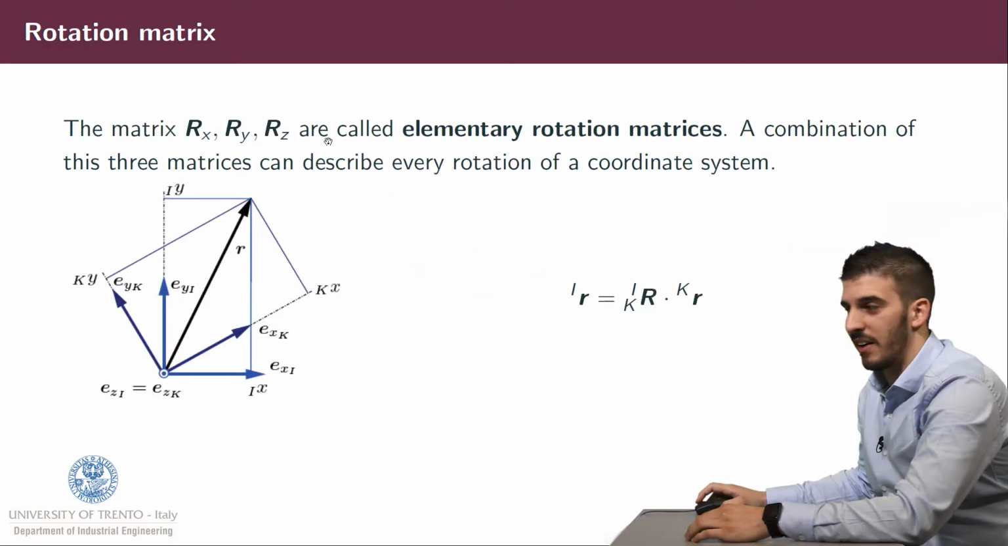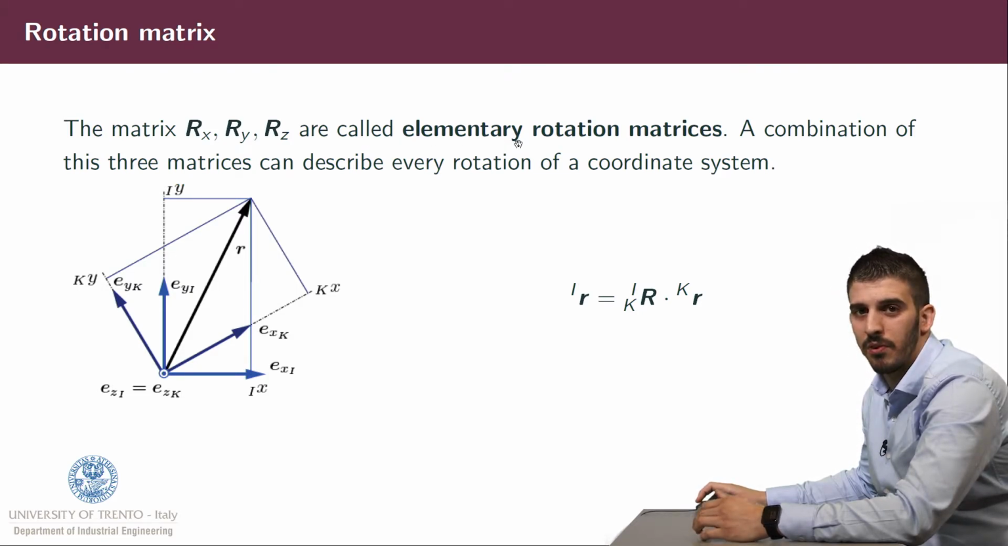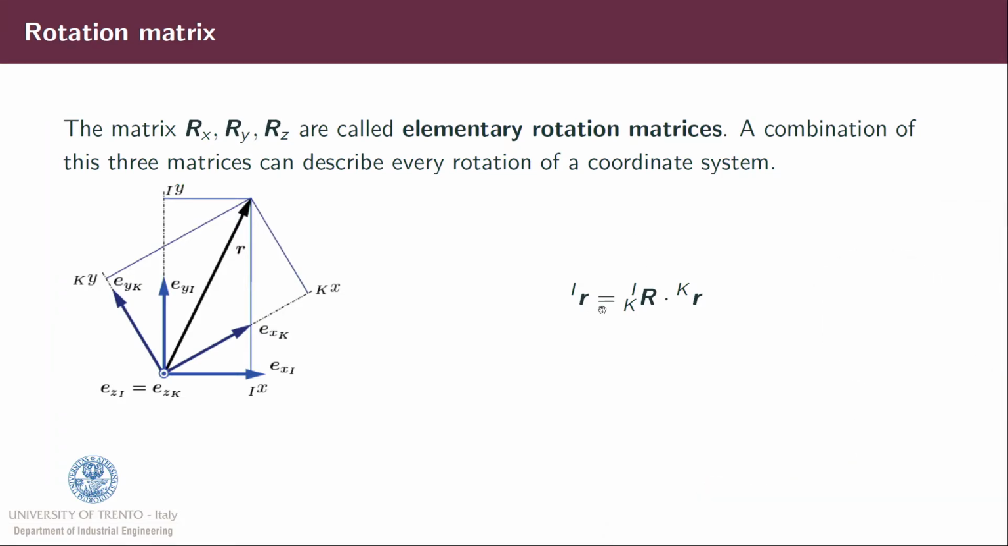The matrices Rx, Ry, and Rz are called elementary rotation matrices, and a combination of all these three matrices can produce any rotation in the space. In general, we can write down that the vector r in the i reference frame can be written as a rotation matrix that goes from the k reference frame to the i reference frame times the vector r in the k reference frame.